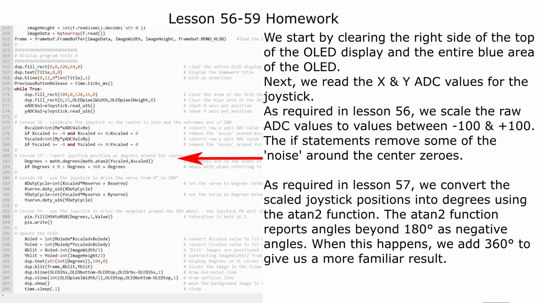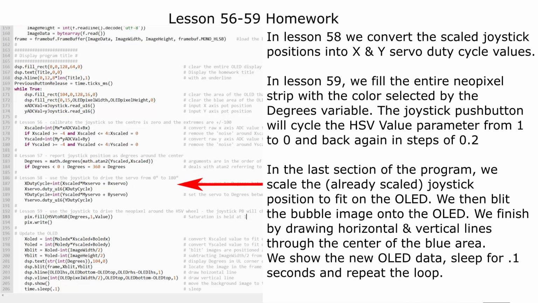As required in lesson 57, we convert the scaled joystick positions into degrees using the ATAN2 function. The ATAN2 function reports angles beyond 180 degrees as negative angles. Whenever this happens, we add 360 to give us a more familiar result. In lesson 58, we convert the scaled joystick positions into X and Y servo duty cycle values. In lesson 59, we fill the entire NeoPixel strip with the color selected by the degrees variable.